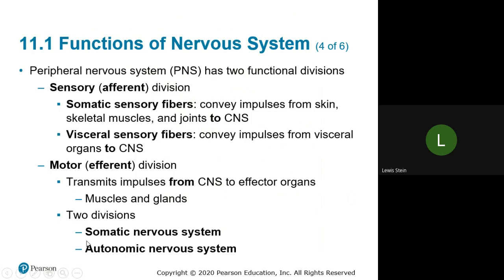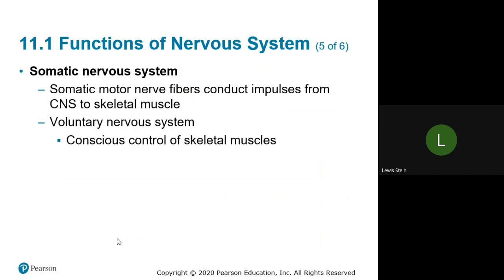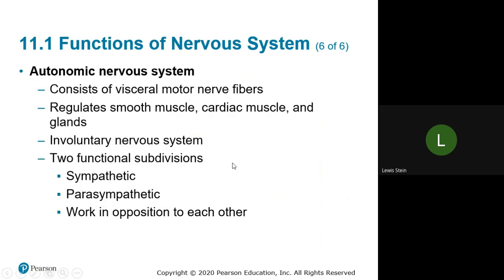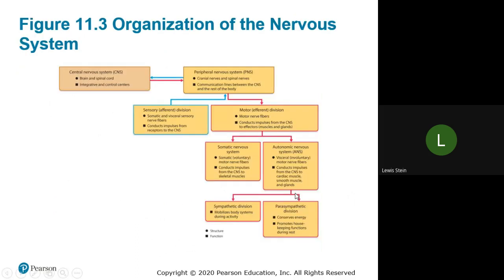And when we divide the motor, we have those that are going to the aforementioned skin, muscles, and joints, or to structures we don't have conscious control. We call that autonomic. We have a whole separate chapter about that. Automatic, whatever you want to talk about. Autonomic, everything else. And the autonomic, we're going to get into two divisions. Sympathetic, which is anything but sympathetic. It's not a nice division. It's a division when you want to get into a fight with somebody. Versus parasympathetic.